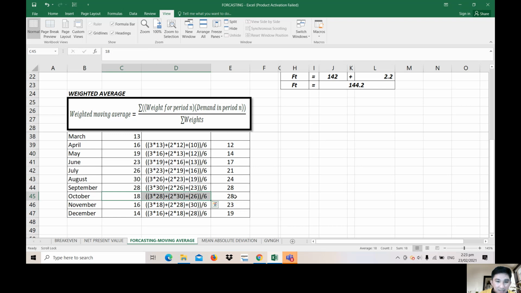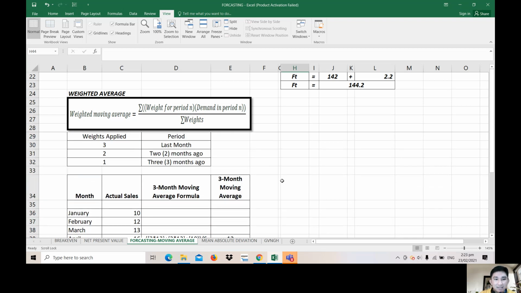So here, there is a big discrepancy too. The forecast is 28 but the actual sale is 18. Okay, same with November and December. November, first 3 months again: 18 times 3, 28 times 2, 30 times 1 divided by 6, 23. And on December, first 3 months again. So from September to November, 3 times 16, 2 times 18, and 1 times 28 divided by 6, that is 19. Okay, here the forecast number exceeded the actual sales. So that is what we can investigate. Okay? So, that's how we apply the weighted average method.